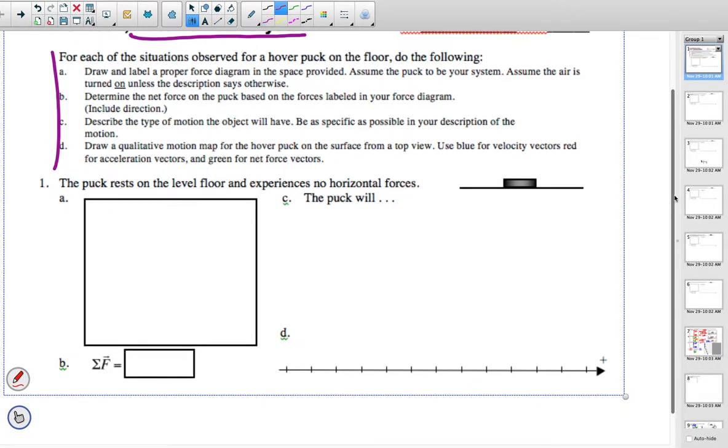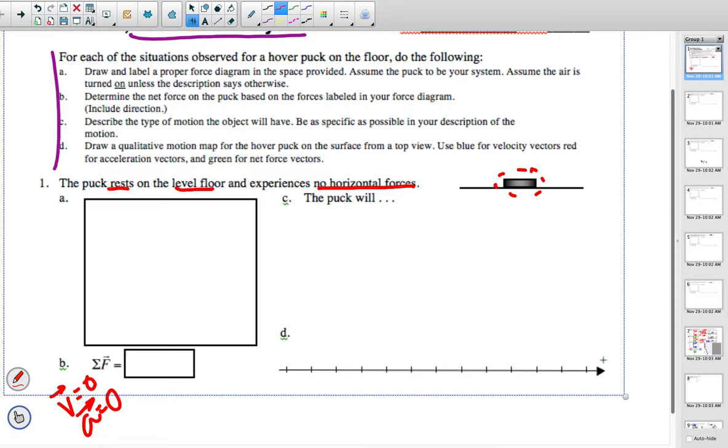The first problem says the puck, which is at rest, is on a level floor and experiences no horizontal forces. First thing you want to do is define the system as the puck. And again, it's sitting at rest on the floor. So if it's at rest, what's its velocity? Its velocity would be 0, and therefore its acceleration would be 0 as well.